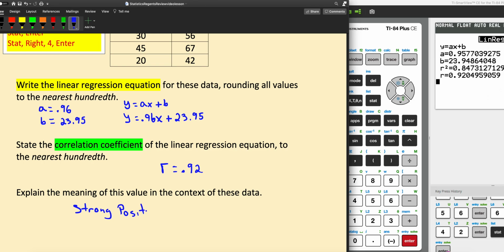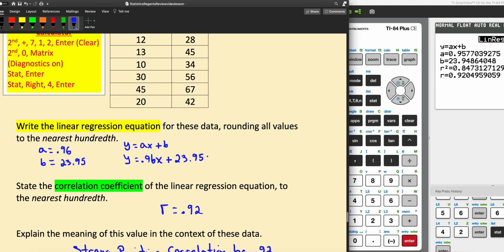And I'm sorry about the flashing there. With the strong positive correlation, because 0.92 is close to +1. Simple. And that is true, guys. 0.92 is close to 1, and we know that is a strong positive correlation. Simple. 4 points on your regions. That is huge, and it's easy. Just, of course, using your calculator.